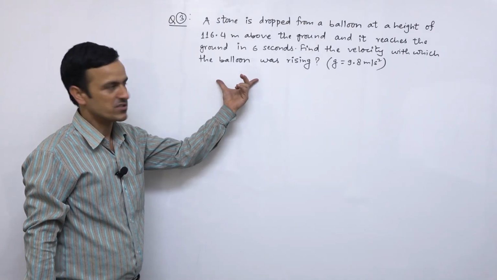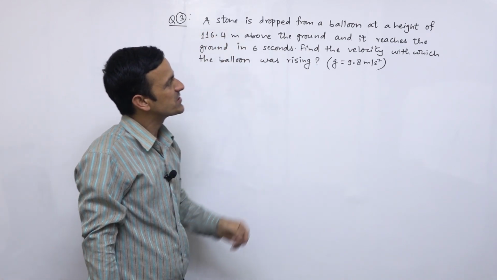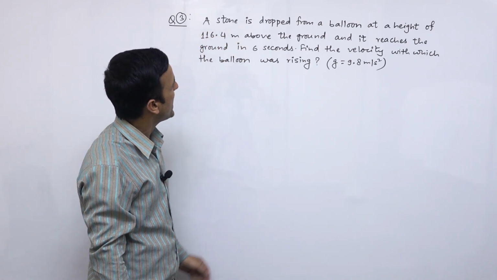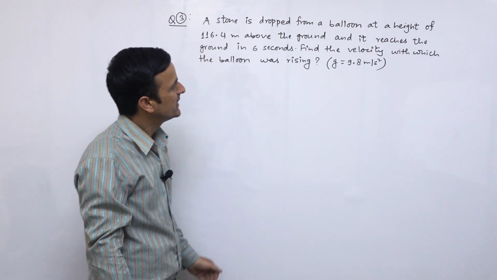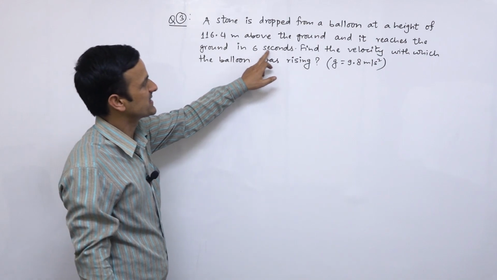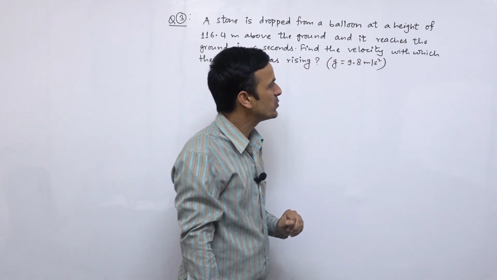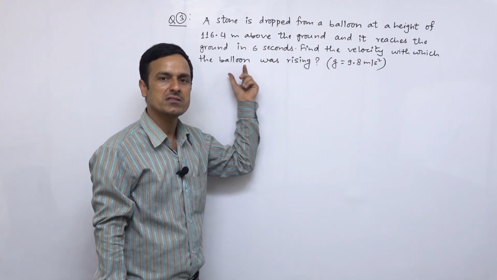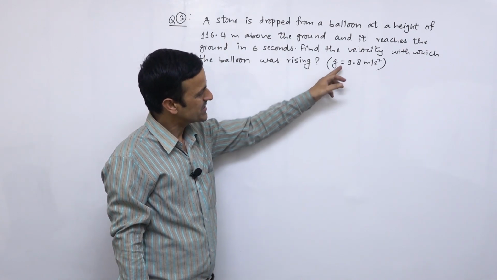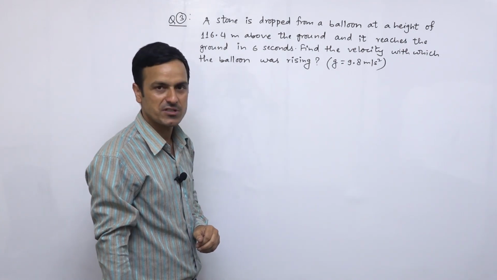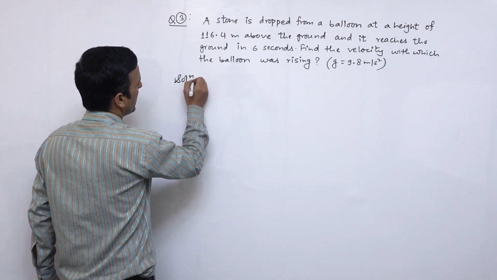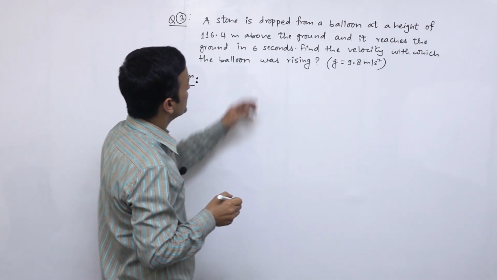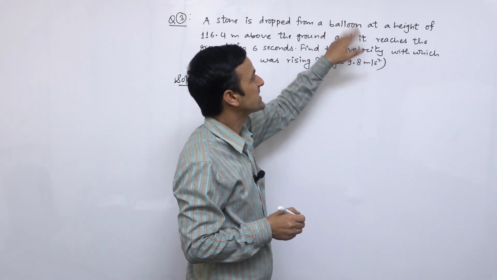So we have this question now. A stone is dropped from a balloon at a height of 116.4 meter above the ground, and it reaches the ground in 6 seconds. Find the velocity with which the balloon was rising. So g is given here, 9.8 meter per second square. So in this question, the stone is in the balloon, inside the balloon.